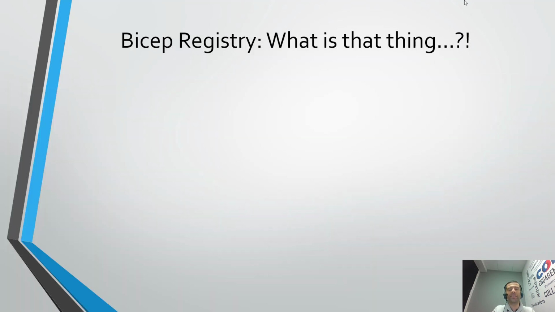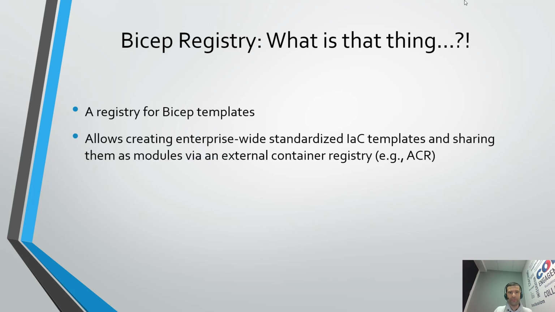So let's get started. What is Bicep Registry? Bicep Registry is basically a registry for your Bicep templates and modules. It allows you to create an enterprise-wide standardized IAC template. IAC is short for infrastructure as code. And once you create those IAC templates and modules, you can share them through an external container registry, such as Azure Container Registry or ACR.